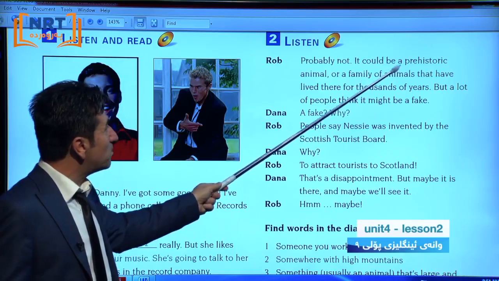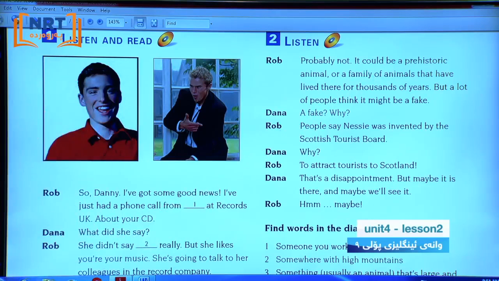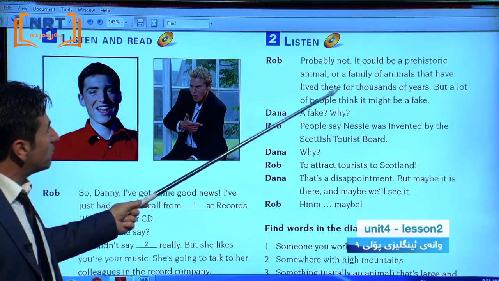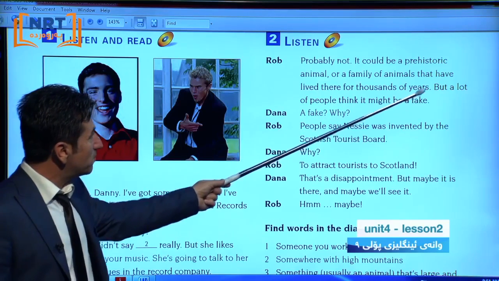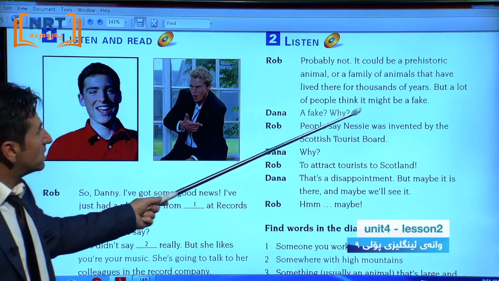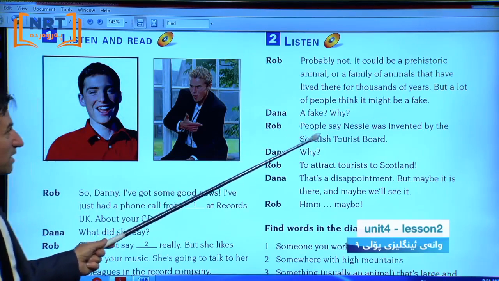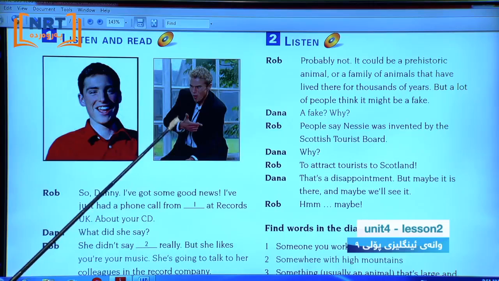This is a possibility: a prehistoric animal, or a family of animals, that have lived there for thousands of years. But a lot of people think it might be a fake.